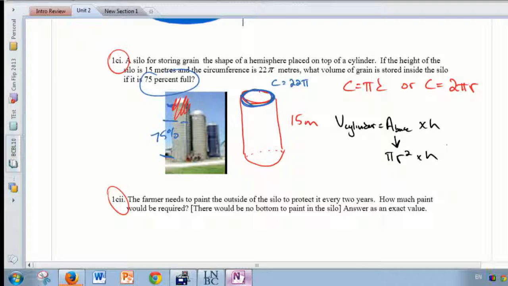Now, I don't have the radius, but I do have the circumference. So I'm going to use this circumference over here to figure out what the radius is. So I'm going to have 22 pi is my circumference, equal to 2 pi times the radius. And I'm going to divide both sides by 2 pi.